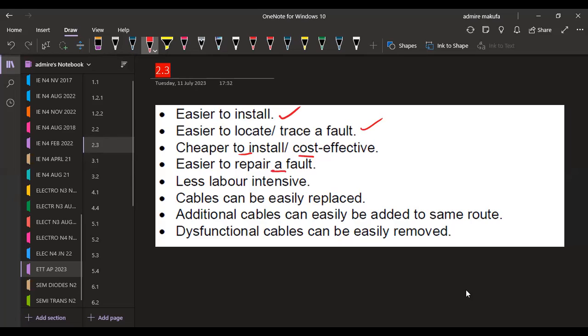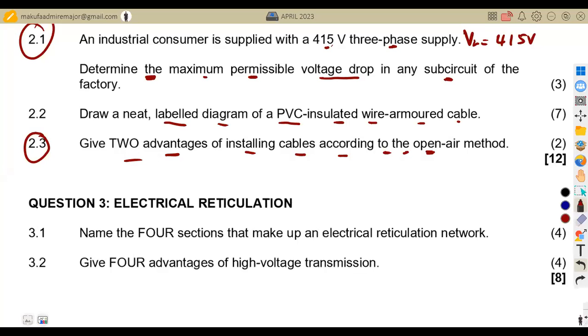Easier to repair a fault. Then we've got less labor intense. Cables can be easily replaced. We talk of additional cables can easily be added to the same route. Dysfunctional cables can be easily removed in this case. So these are some of the advantages that we can take into consideration. As you can see here, we just needed 2 advantages of these.